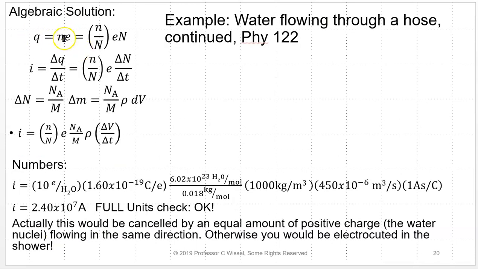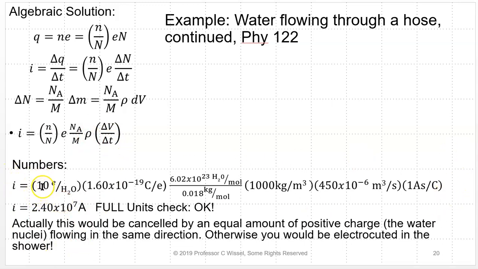Okay, so we know that Q equals little n times e. That will equal little n over big N times e times big N. I is delta Q over delta T. That will equal little n over big N times e times delta big N over delta T. Delta N is then Na over big M times delta M, or that equals Na over big M times rho delta V, that should say delta V. I then equals little n over big N times e times Na over big M times rho delta V over delta T. So now we can start putting in numbers, and notice I put full units on everything.